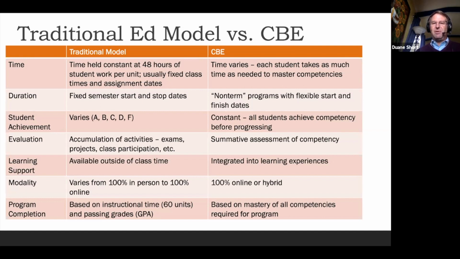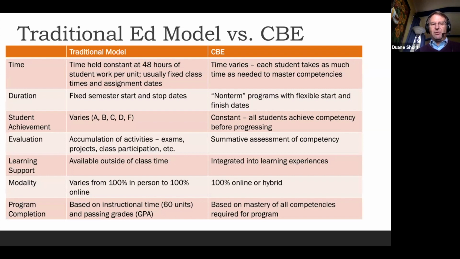But in CBE, time varies. Each student can take as much time as they need, up to the maximum of the program, to master the competencies. And so naturally, that means that in the traditional model, there are these fixed semester start and stop dates. That's the constant time. But in CBE, there would not be. It would be non-term programs. So a student jumps in when they're ready, they jump out when they're finished. Student achievement varies in a traditional model, but it doesn't in CBE. Every student has to meet the mastery of the competency in order to move forward.